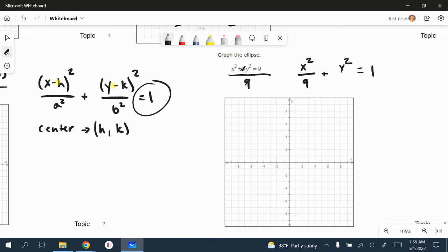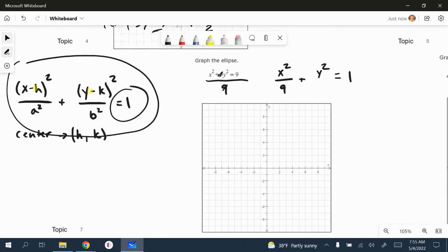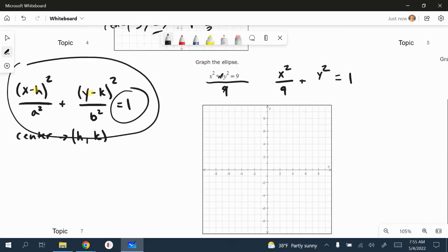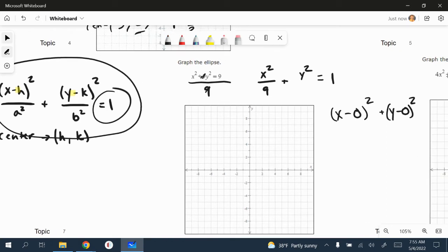Okay, so let's look at what we have here. I'm going to make this into something that resembles the formula a little bit more. You might have already seen this from the circles, but x squared is going to be x minus 0 squared, if we wanted to write it all out, plus y minus 0 squared.